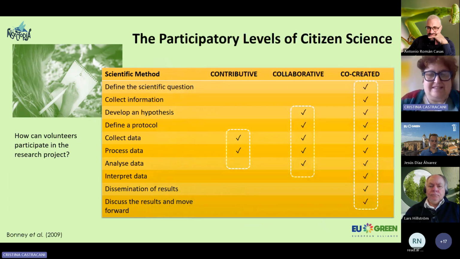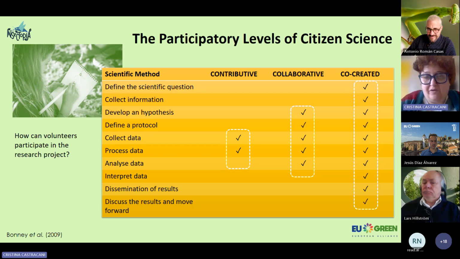Okay, but what can citizens or volunteers do in a citizen science project? We had already said that citizen science is scientific research. So in this table, in the first column, you can find all the steps of the scientific method, more or less. And you can see that volunteers can participate in a very easy way in some of these steps, for example, collecting data and processing data. And we usually define this type of citizen science as contributory citizen science. It is the simplest citizen science level that we have, but obviously the most widespread.